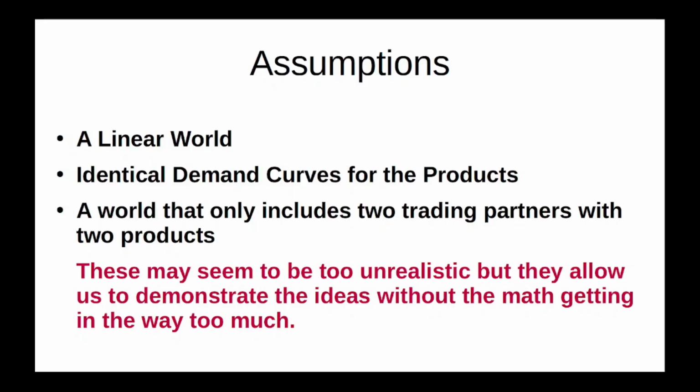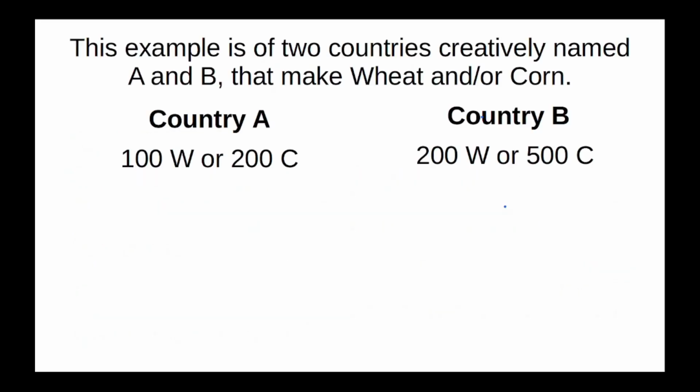We're going to be making assumptions for our problems. We're going to assume that we live in a linear world, that the products that we're dealing with have identical demand curves, and that in our world we only have two trading partners and two products. These may seem to be too unrealistic, but they do allow us to demonstrate the ideas without the math getting in the way too much. There's still some math, but not quite like it would be otherwise.